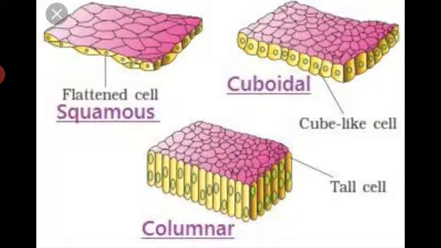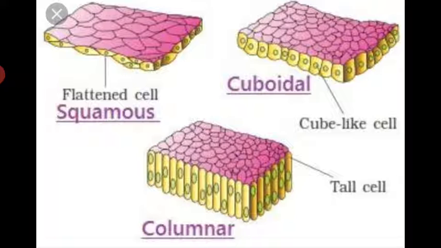If you look carefully at these three different types of epithelial tissues, you cannot see any space between the cells. That means it is tightly packed. These tissues are tightly fit together and there is no space in between. This is how the structure of epithelial tissue looks.